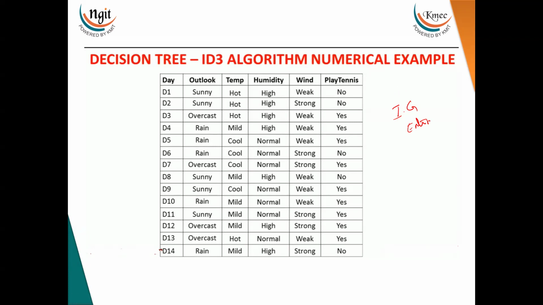This is the information provided. These are the days, and when outlook is equal to sunny, temperature is hot, humidity is high, and wind is weak, whether we are going to play tennis or not is no. Likewise, depending upon these attributes or features, it is going to give us the target class as whether we can play tennis or not, yes or no.